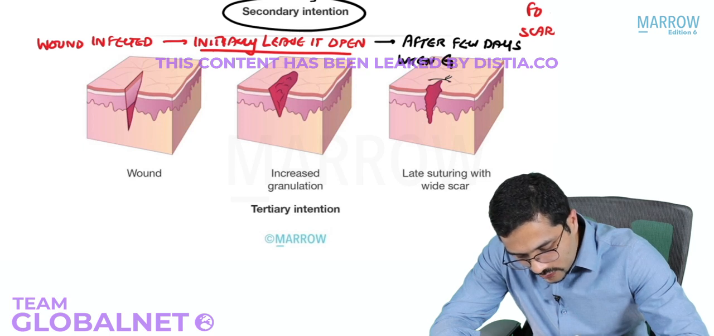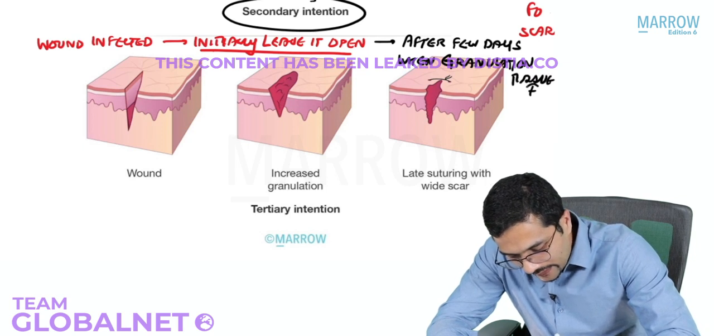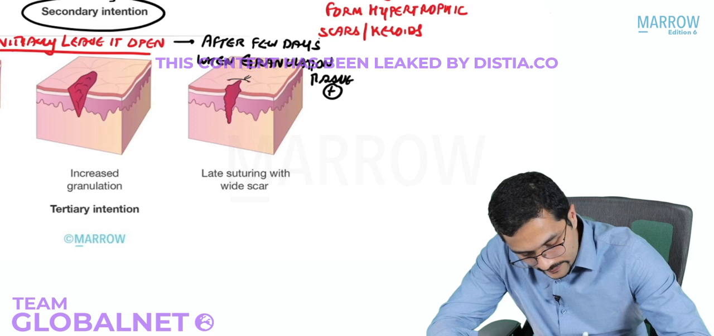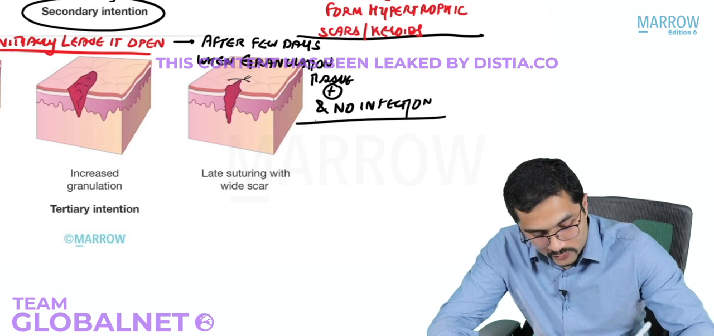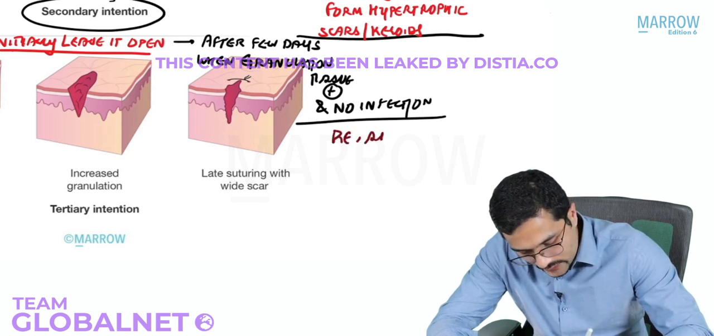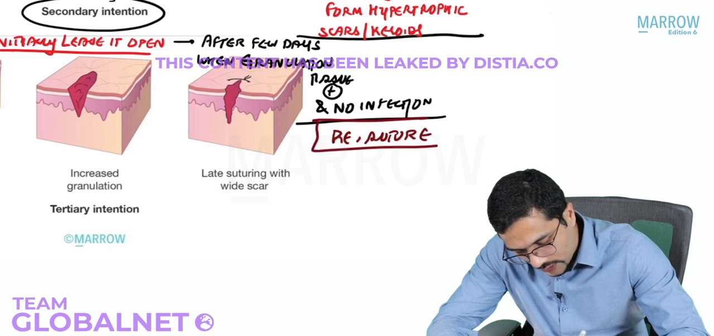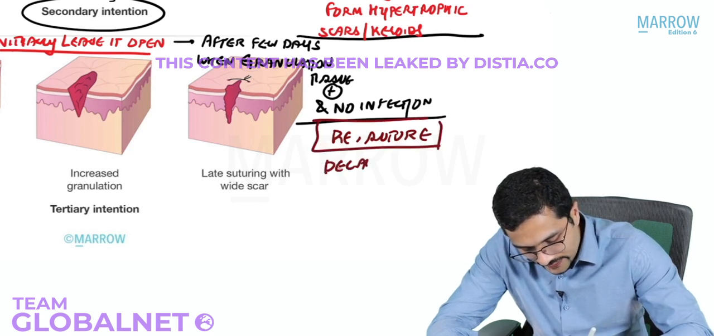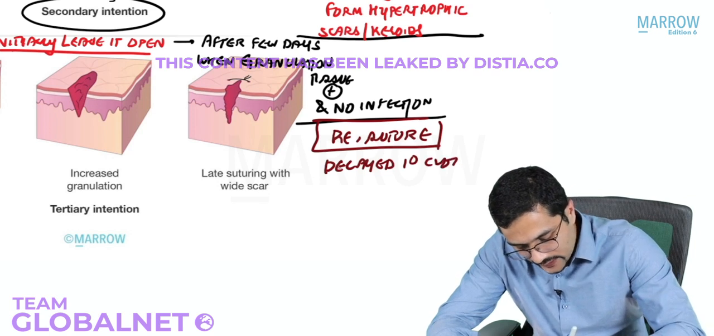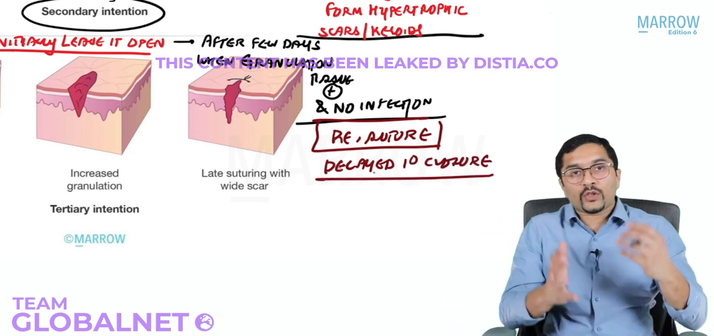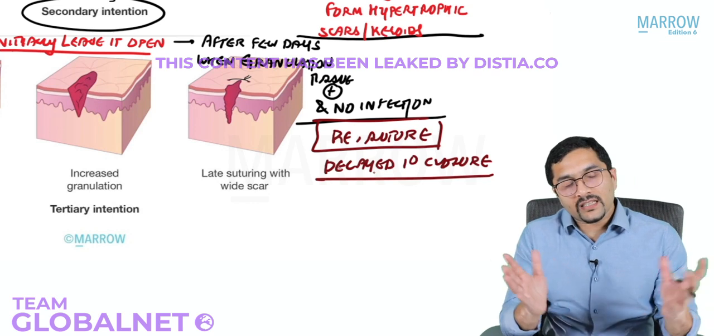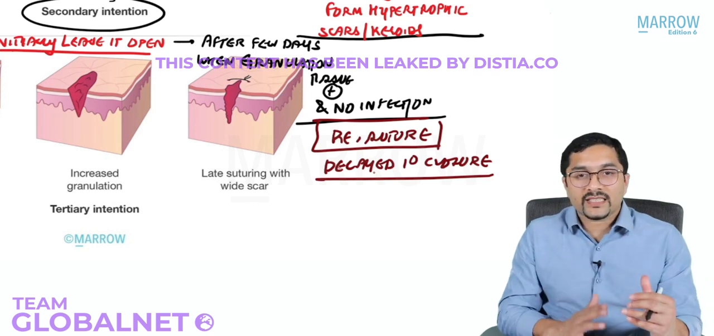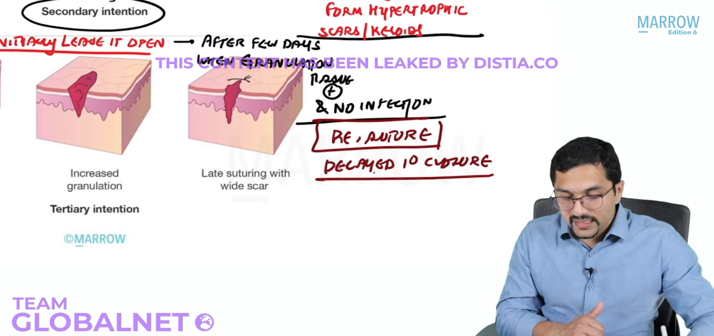when granulation tissue is present and there is no infection, then we resuture. So this is known as delayed primary closure or healing by tertiary intention. So what is the advantage of this? This takes into account the advantages of both primary and secondary. We initially leave it open, we treat the infection, but then we suture it so that we get a good scar. Okay, so this is healing by tertiary intention.